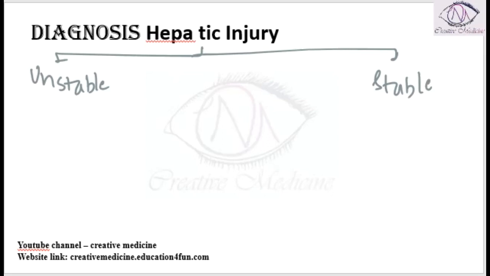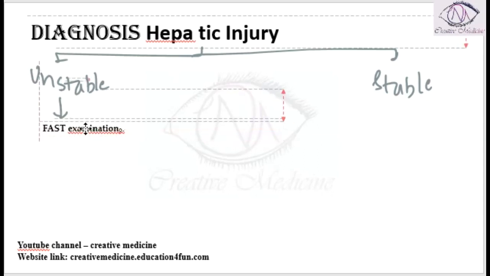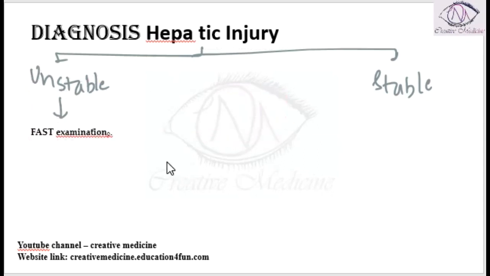If the patient is unstable, then first a FAST examination is done. In an unstable patient, first and foremost, we do a FAST examination, and then we see whether there is injury or not. If there is an injury and the patient is already unstable, then you can directly go into a laparotomy.